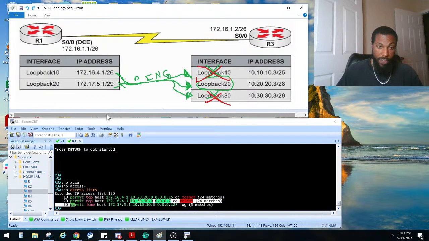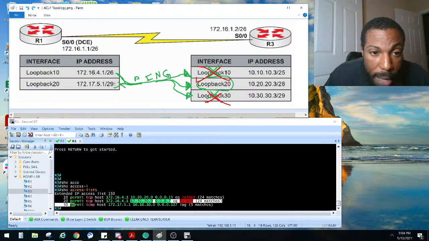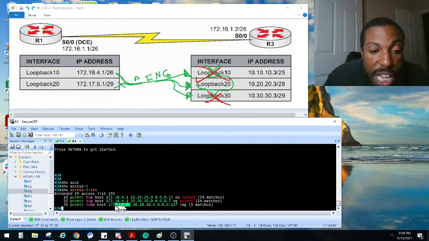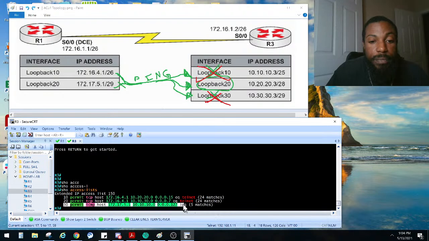We're allowing from loopback 20. So yeah, we didn't mean to do that. We need to get rid of this. We just need to change this IP address. Source needs to be 16.4.1. Yeah, let's do that. So let's get rid of that line right there and change it.